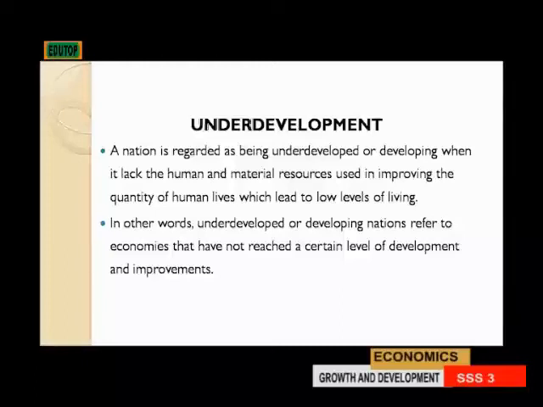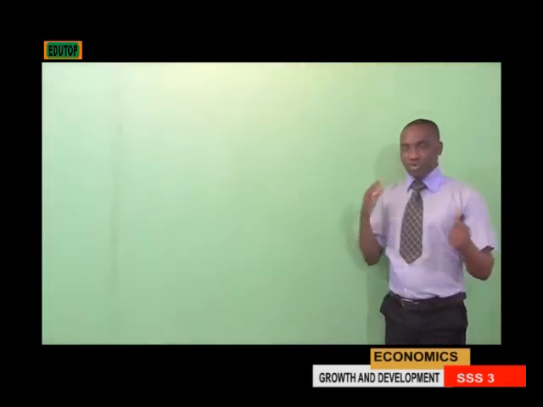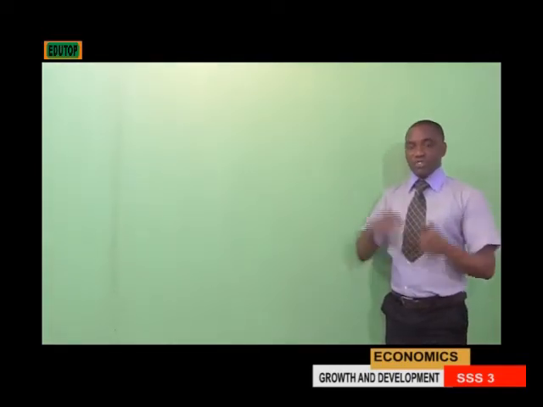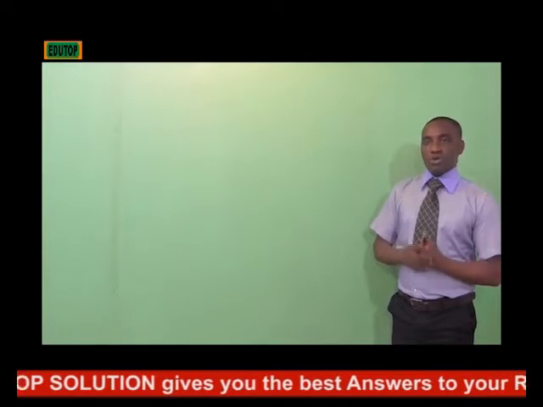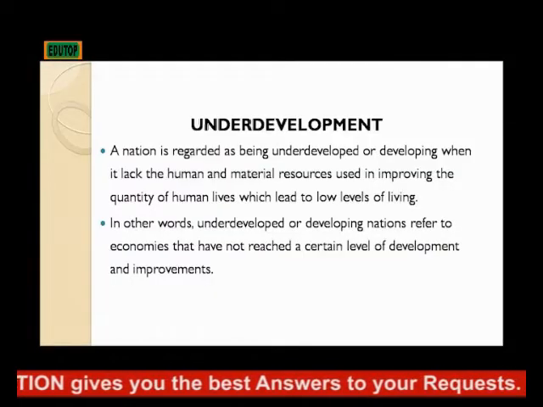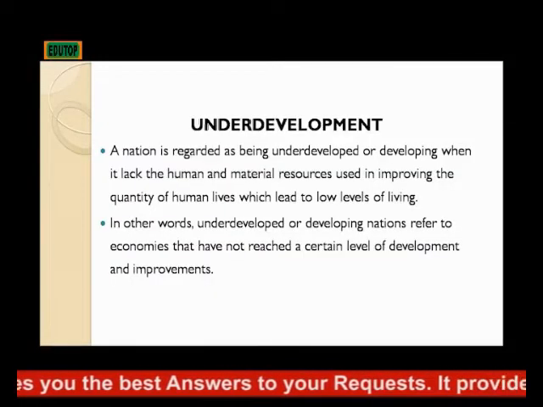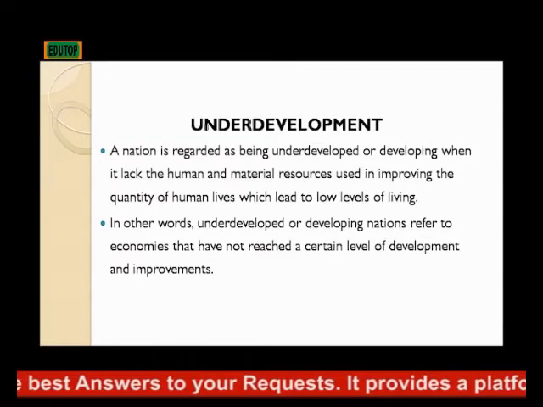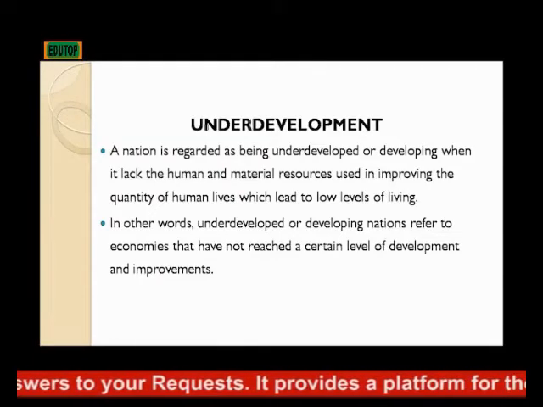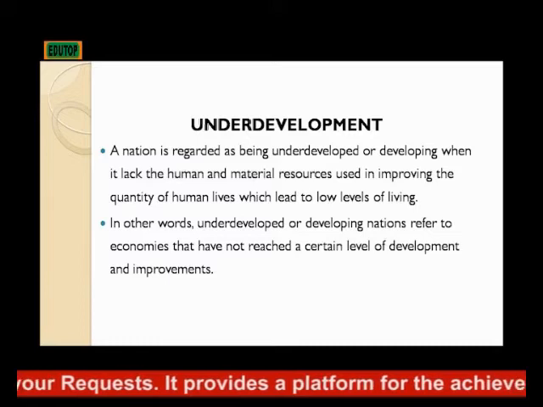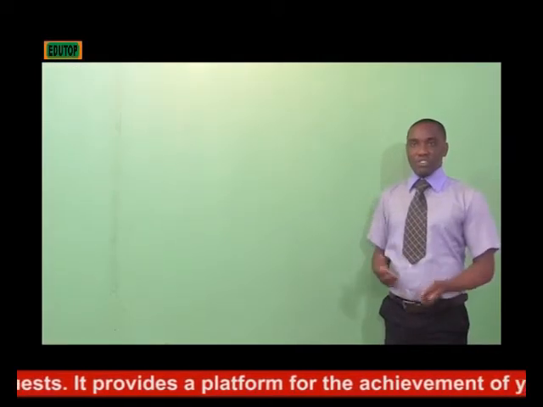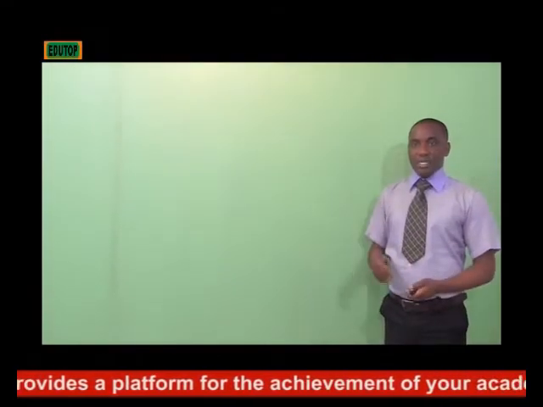and quantity of human life, which leads to low level of living. Where the quality and the quantity of resources, both material and human resources, are lacking, then such a nation is bound to experience what we call underdevelopment. In other words, underdeveloped or developing nations refers to economies that have not reached a certain level of development and improvement due to a lack of some resources, both human and material.